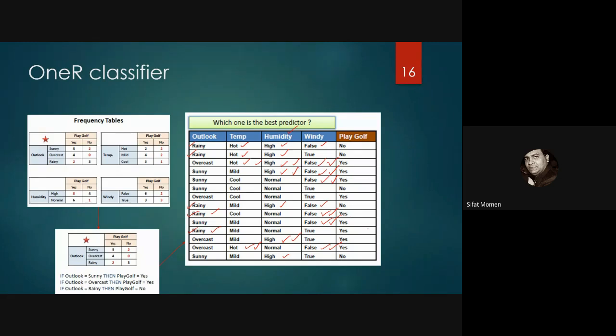Did you understand how we created the frequency table for each of the predictors? Is that okay to everybody? Good. Once we have understood that, I created the frequency table for each predictor, and now I want to figure out which one is the best predictor. How are we going to do that? We are going to do it by the technique of voting. What is that idea? Look, come back to the outlook again. Sunny, how many yes and how many no?